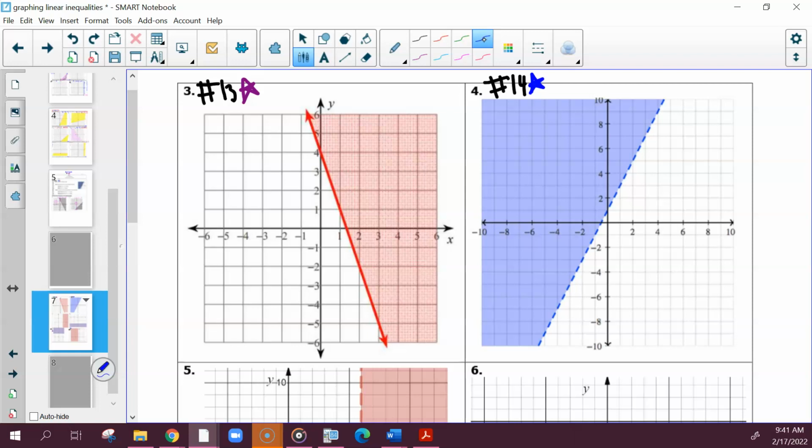What would our y-intercept of 3 be? 4. And then what would our slope be? Negative 3 over 1, or just negative 3. And then from our y-intercept, is it shaded above or below? Above. And it has to be greater than or equal to because it's a solid line. So y is greater than or equal to negative 3x plus 4.